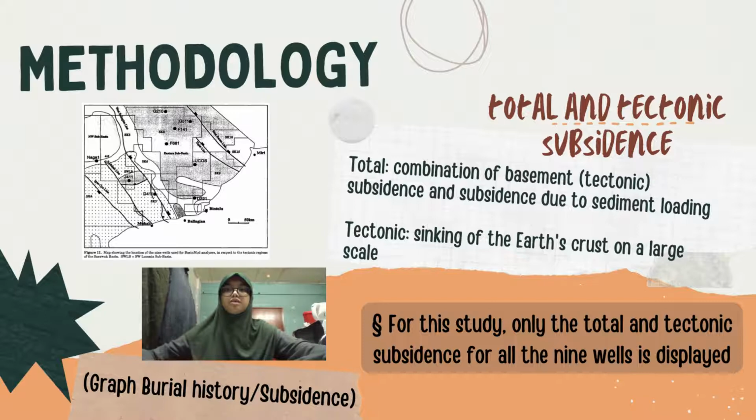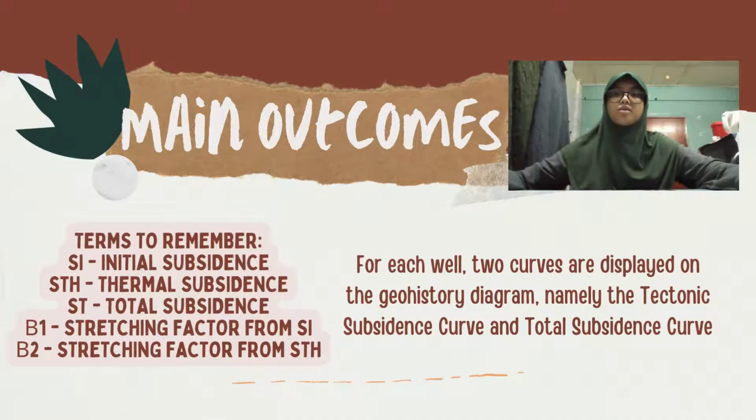So to determine the subsidence due to sediment loading, it is determined using isostatic backstripping. This method removes sediment layers, corrects for decompaction, fluctuation of sea level and water depth, and assuming isostasy, adjusts for isostatic rebound. So once we know the load-induced component of total subsidence, we also know the tectonic subsidence. Now moving into main outcomes. So for each of the wells, two curves will be displayed on the geohistory diagram, which is the tectonic subsidence curve and total subsidence curve.